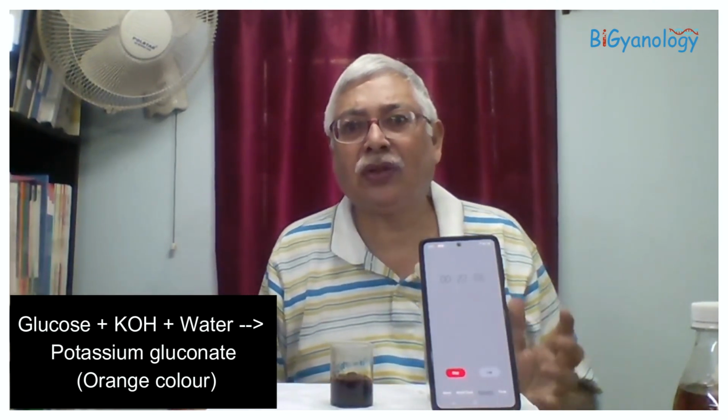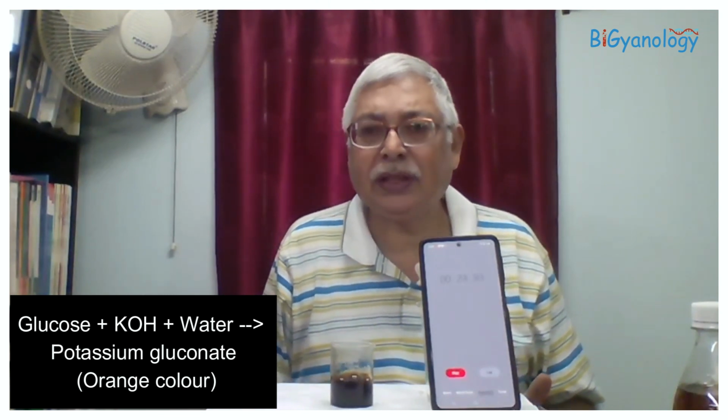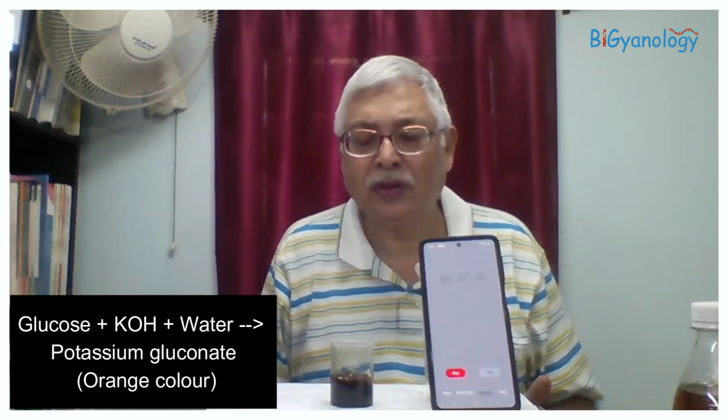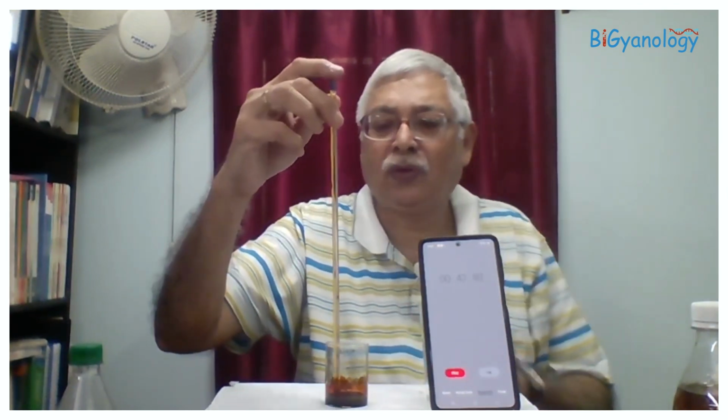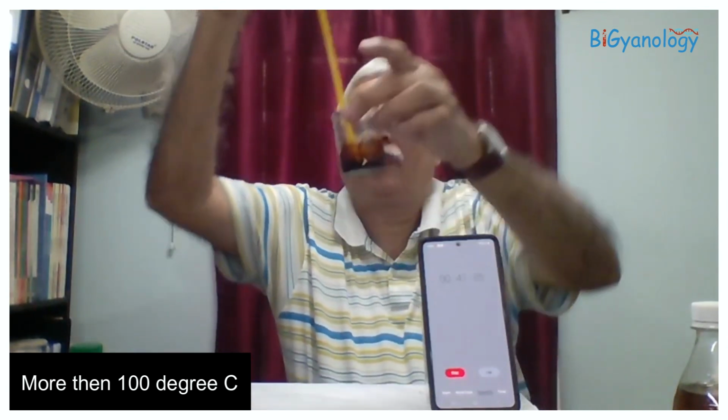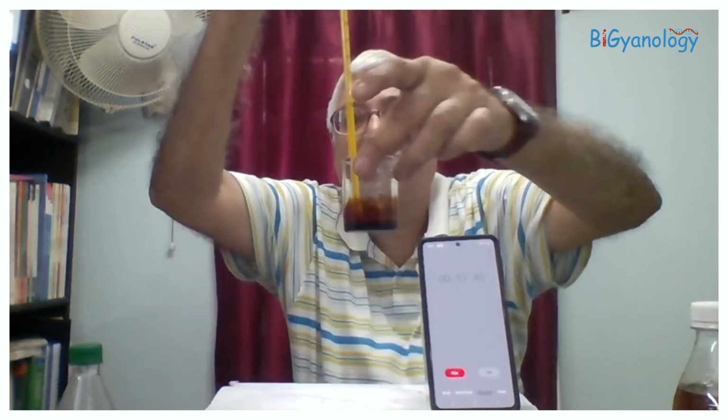It's highly exothermic. We can see red color comes. So it forms potassium gluconate, and the temperature goes as high as 100 degrees. This potassium gluconate, when we dilute it, also becomes a little orange.